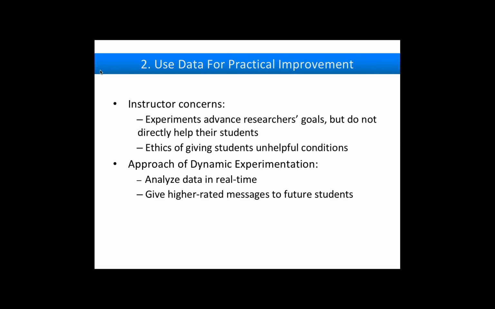So our approach to this is to think about dynamic experimentation. Borrowing on past work from industry A/B testing and also reinforcement learning, we implement an algorithm that analyzes data from the experiment in real time and uses that data to give higher rated messages to future students. The way we frame this computational problem of dynamic experimentation is known in reinforcement learning as exploration, where you're testing out and randomizing to see what's effective. This is exploitation: how do we use the data we've collected to help people?